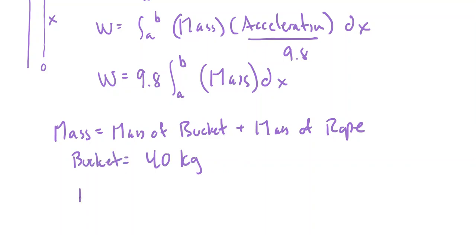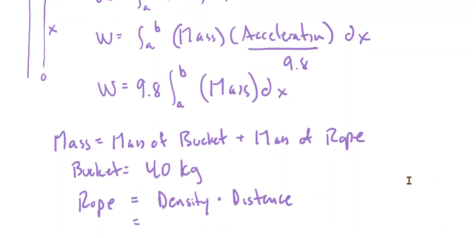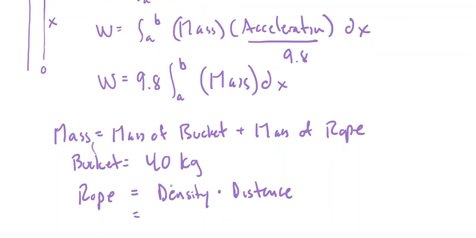And the rope is just a little bit more difficult to figure out because we're not given the mass of the rope, but we are given its density. And so we also have to remember that mass is equal to density times distance. So the density of the rope was given to us as 0.3 kilograms per meter. So we have 0.3 kilograms per meter times the number of meters, which is 700.